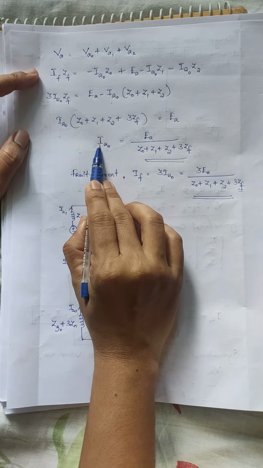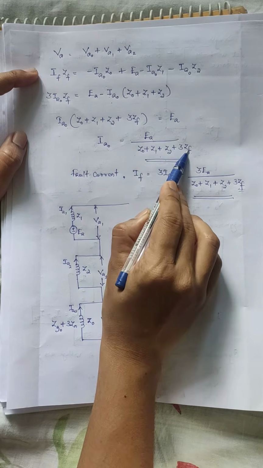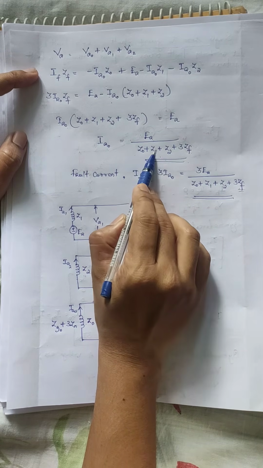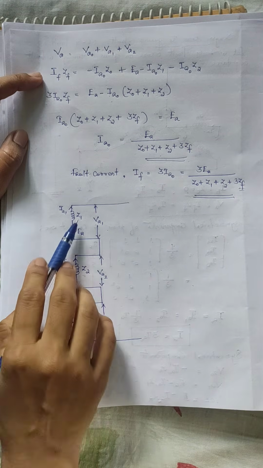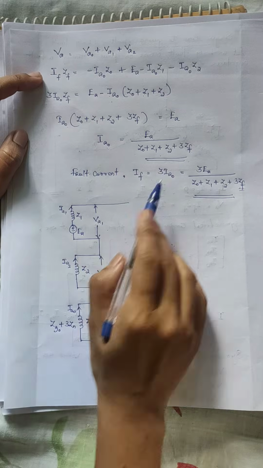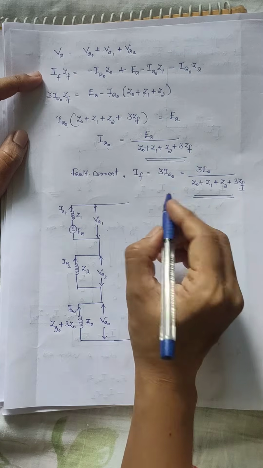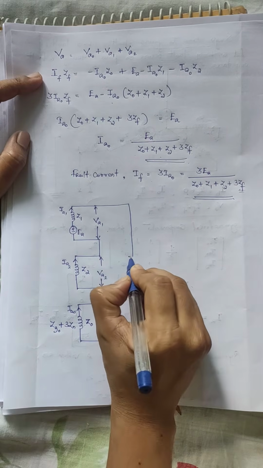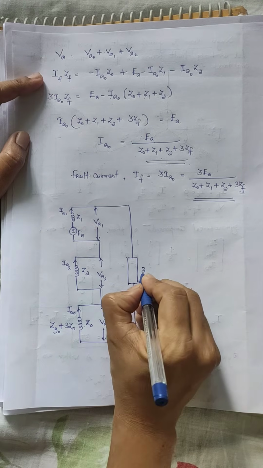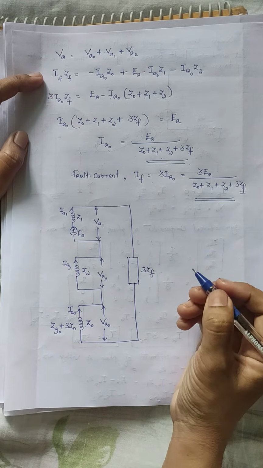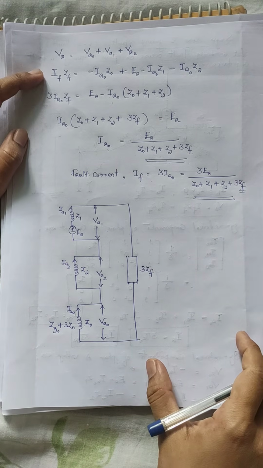IA0 is equal to the total voltage divided by the total impedance. So the total impedance includes Z0 plus Z1 plus Z2 plus 3ZF. Z0 plus Z1 plus Z2 is already here, so we have to add one more impedance, that is 3 times the fault impedance ZF. So it will be like this, 3ZF. Okay, so this is the sequence network corresponding to a single line to ground fault.